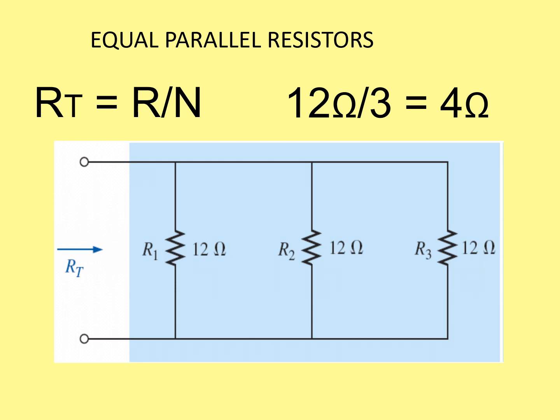For resistors of equal resistance, you just divide by the number of resistors. Usually there will only be 2 of the same resistor, so they would just be in half. Half of the individual resistor value would be your total of those 2. But in this case there's 3, so we divide 12 by 3 and we get 4.